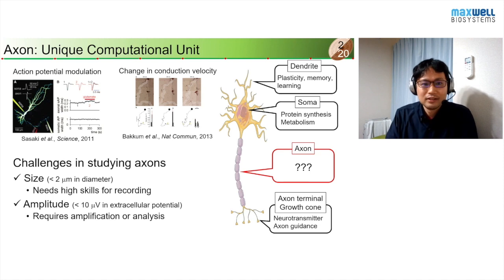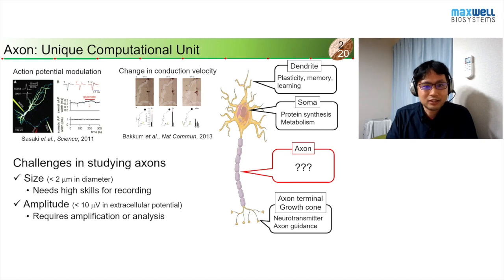So recently, some papers reported that axons modulate propagating signals. A study with HD-MEA has also reported daily changes in conduction velocity. Now, axons are regarded as a computational unit in neurons. And here, I summarize some challenges in studying axon functions.